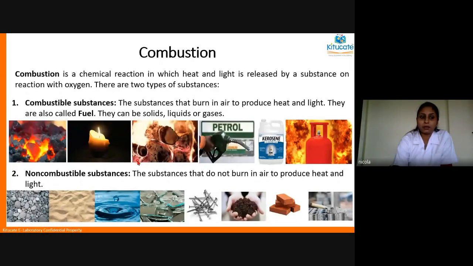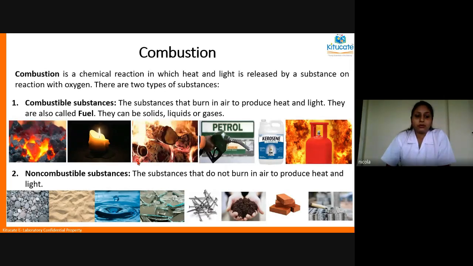Like we can say coal, candle, and wood, they are solids. Petrol and kerosene oil, they are liquids. LPG or CNG, they are gases. So these are the different kinds of combustible substances.